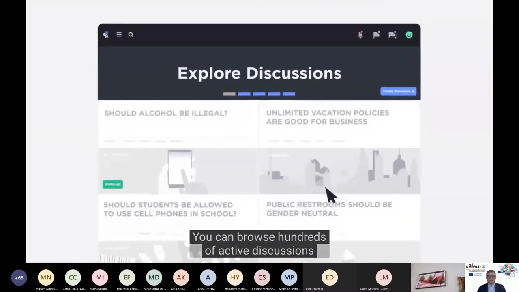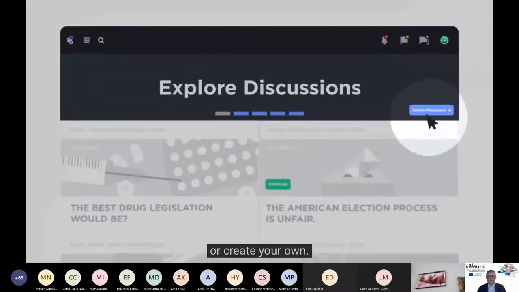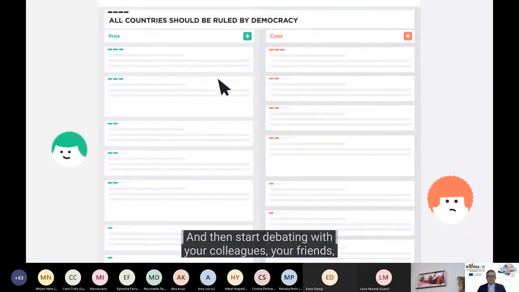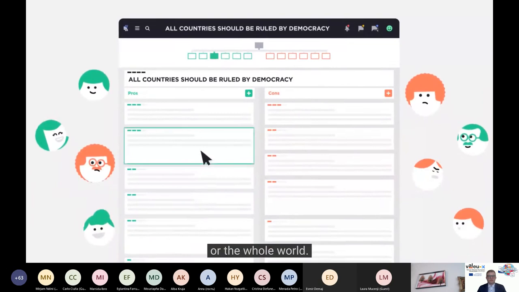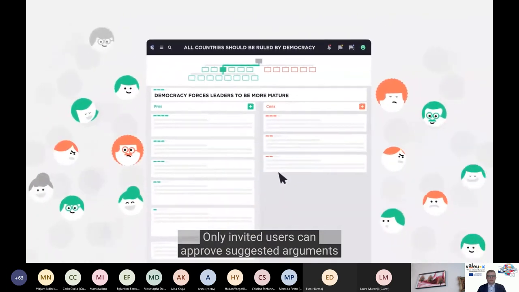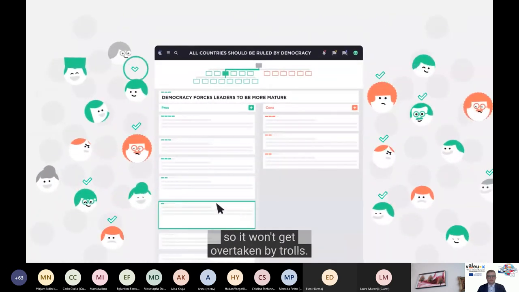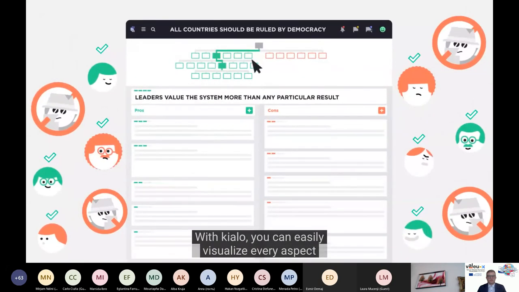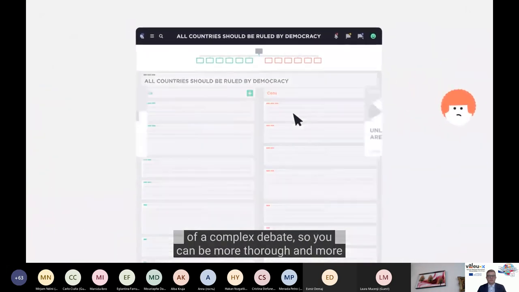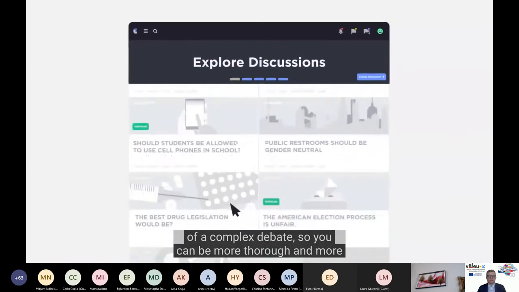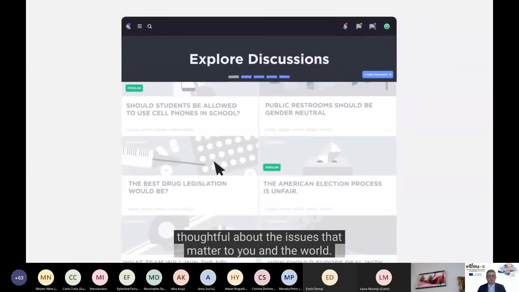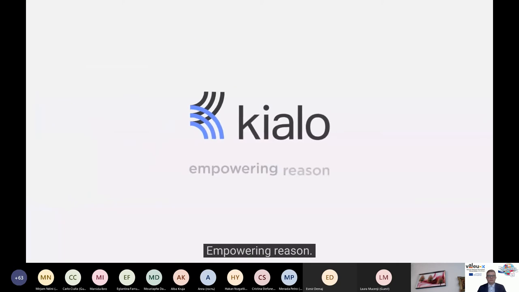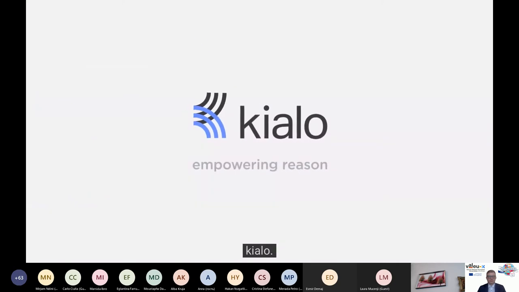You can browse hundreds of active discussions or create your own. And then start debating with your colleagues, your friends, or the whole world. Only invited users can approve suggested arguments, so it won't get overtaken by trolls. With Kialo, you can easily visualize every aspect of a complex debate, so you can be more thorough and more thoughtful about the issues that matter to you and the world. Empowering reason. Kialo.